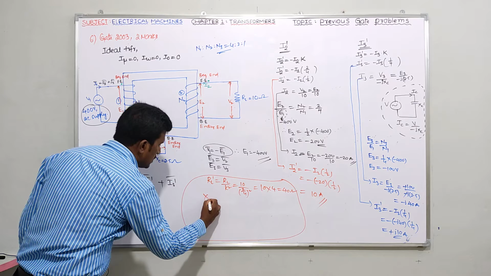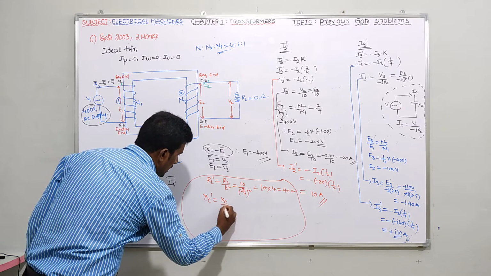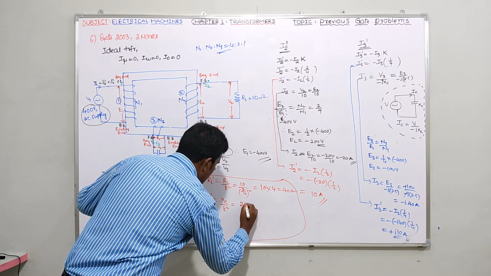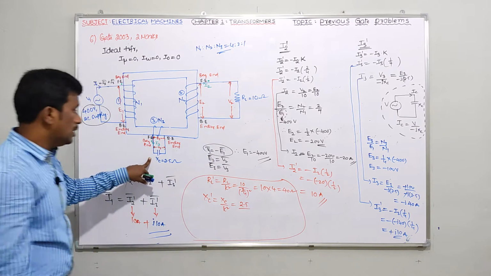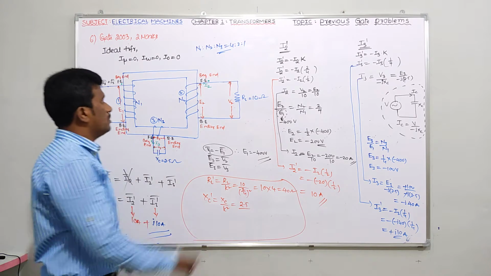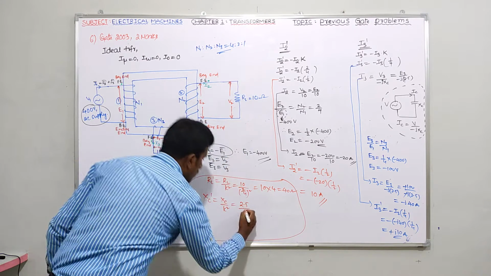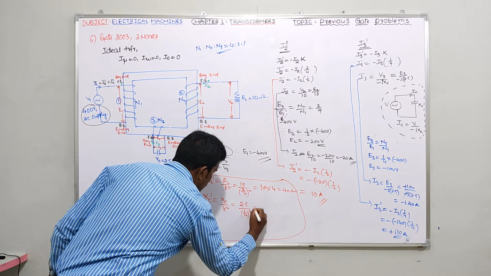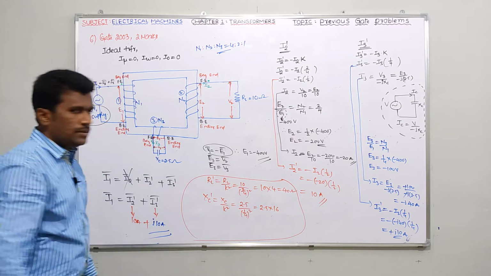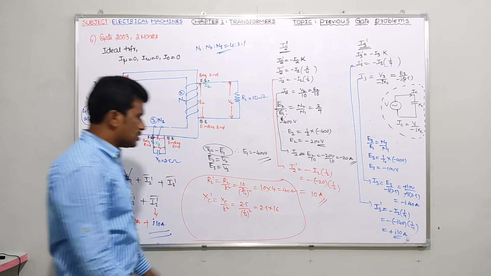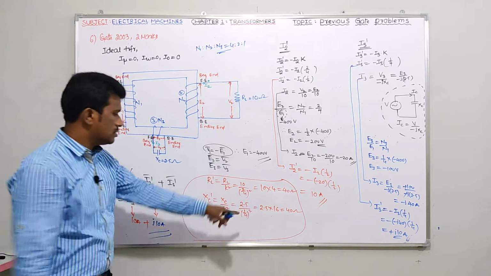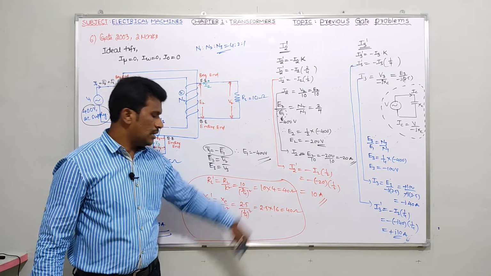Now XC dash is equal to XC by K square. The XC value given in the question is 2.5. K here is tertiary to primary, that means N3 by N1, which is 1 by 4, whole square. So 2.5 into 16. Once again we get the same 40 ohms. 16 times 5 is 80, so 40 ohms.